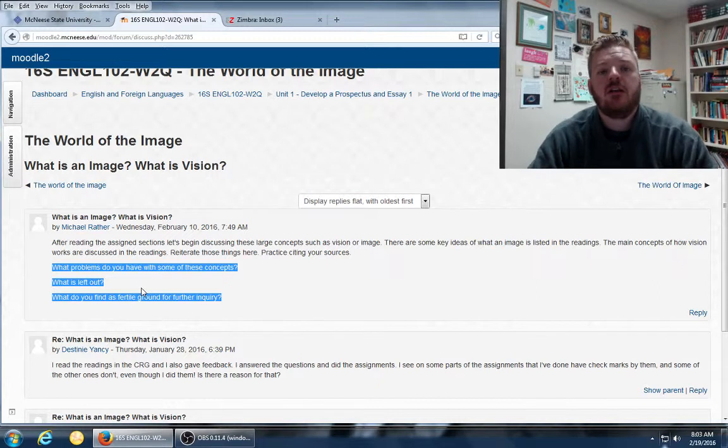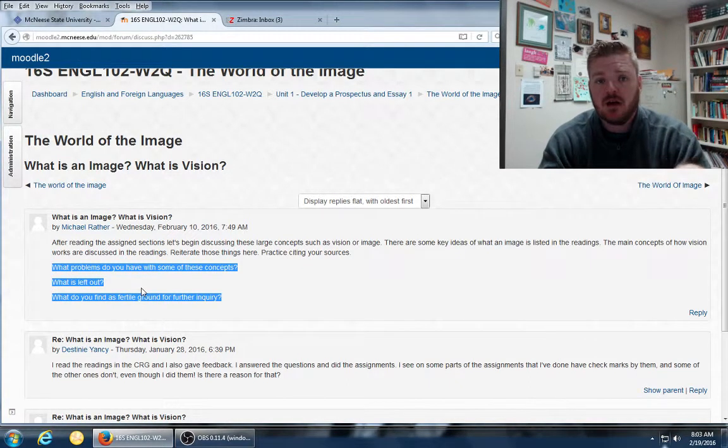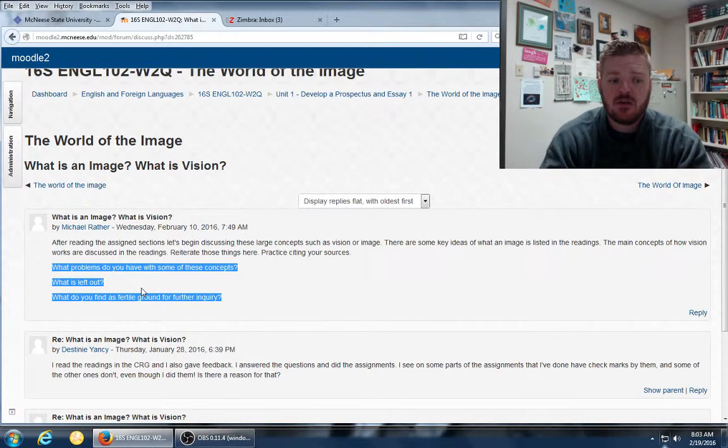And that's a great way to start figuring out how to do the research for this essay. And what do you find as fertile ground for further inquiry? Again, I'm trying to direct you to thinking about how you're going to research these topics. That's why you did the library unit before this. The forum is a way to start developing research ideas.